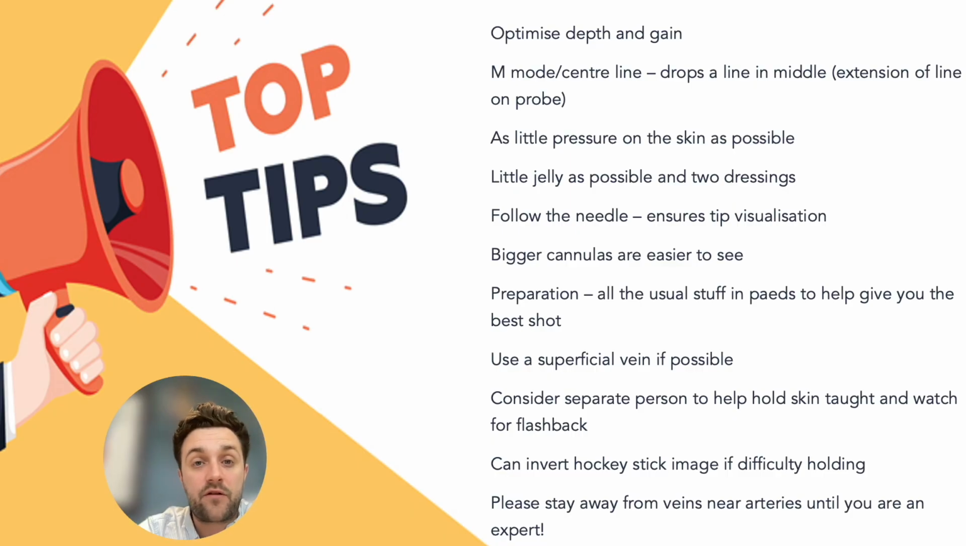Summary of what we've gone through in today's talk. So we've chatted about the key things with the machine: optimizing our depth and gain and what probe to pick. M mode, if you push that button on the machine, which we can show you on the day, or a centerline button, drops a line in the middle of the screen. This is quite handy as an extension of the line that we pointed out at the start of the talk. And if you get the line right on top of the vein, you know that that vein is right underneath that line in the middle of the screen.